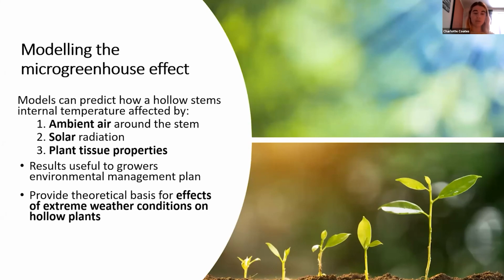With all of these results that we have obtained from our model organisms, we aim to put them into a model where we can predict how a hollow stem's internal temperature may be affected by the ambient air temperature, solar radiation, and the plant tissue properties inherent in the plant. I'm working on these results for my master's, and I hope that they will be useful to growers' environmental management plans for hollow stem plants, and I hope they will provide a theoretical basis for the effects of extreme weather conditions on hollow stem plants as well.